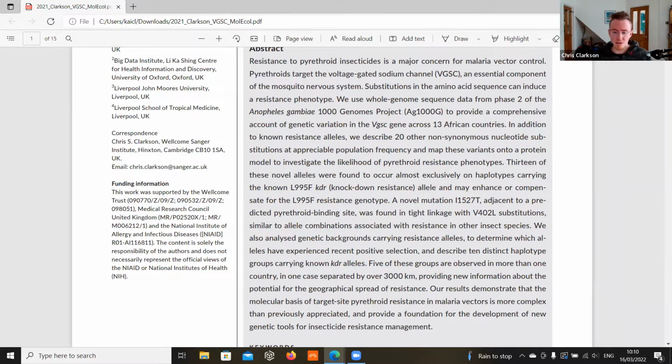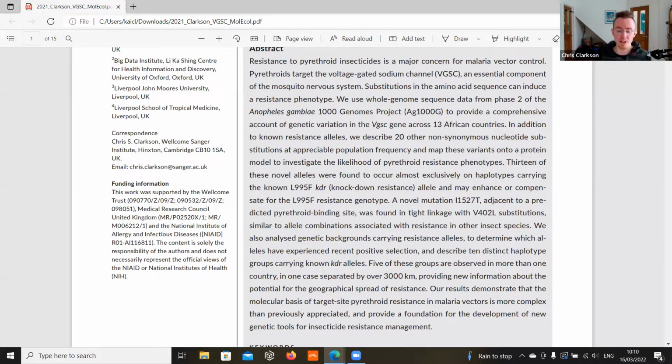So what did we do next? We looked at the genome sequence data from phase 2 of the Anopheles gambiae 1,000 Genomes project. And so this is 1,142 wild-caught mosquitoes from 13 countries. And we looked at the genetic variation across the VGSC gene. And in addition to the known resistance alleles that we were aware of at this point in time that have been validated, which is 995F and 995S, and these are the KDR mutations, and N1570Y, which is an accessory to 995F and increases the resistance phenotype.